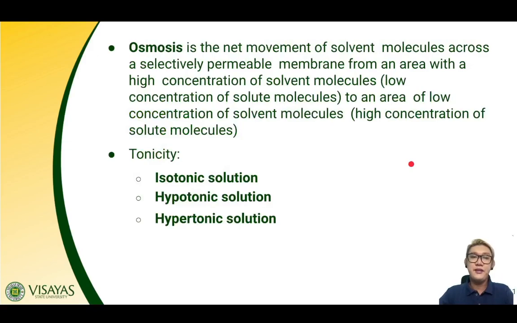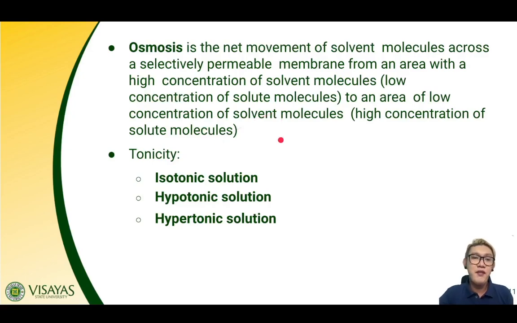Because of that, in many cases there is a net movement of solvent molecules across a selectively permeable membrane from an area of high concentration of solvent molecules. That means there is low concentration of solute molecules, because the concentration of solvent and solute are inversely proportional to each other. We call this net movement of solvent osmosis. Diffusion is the movement of the solute, but osmosis is the diffusion of water.